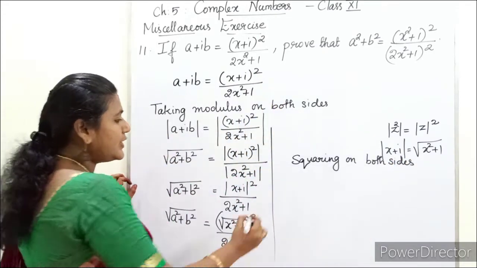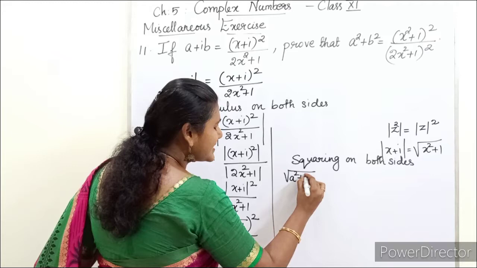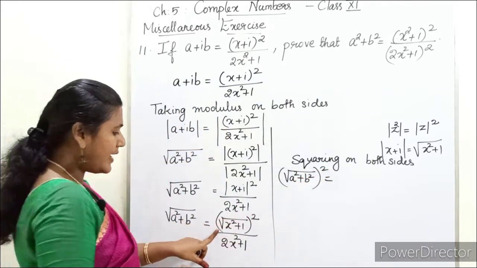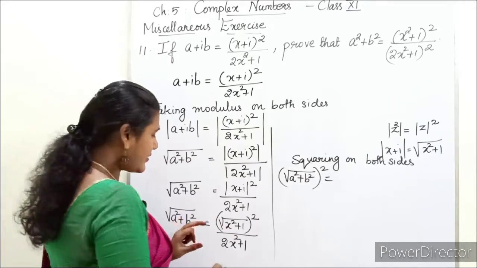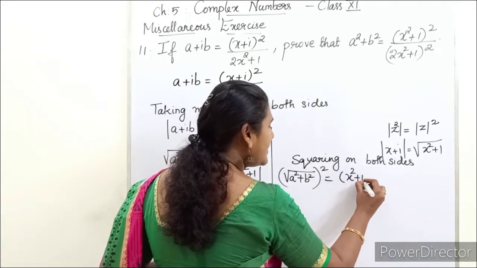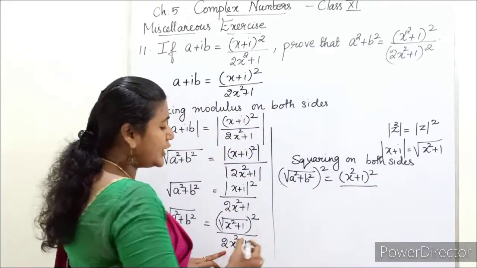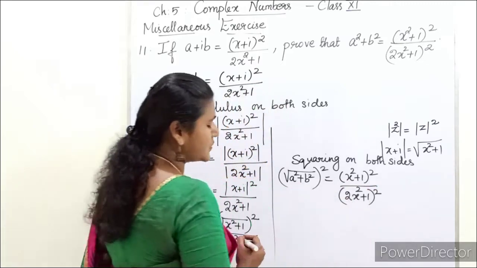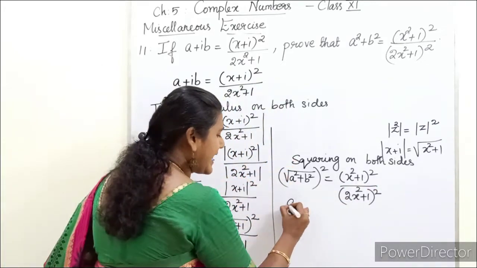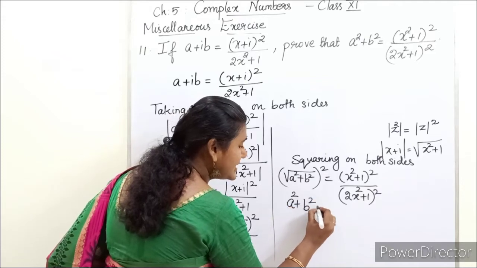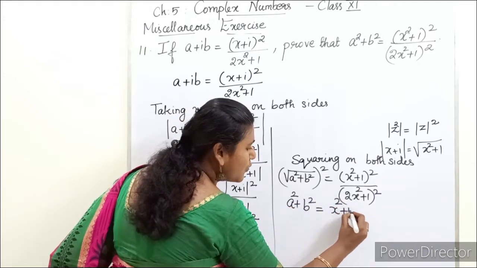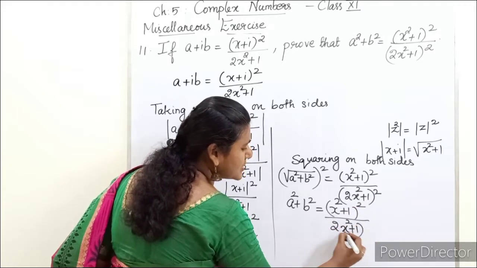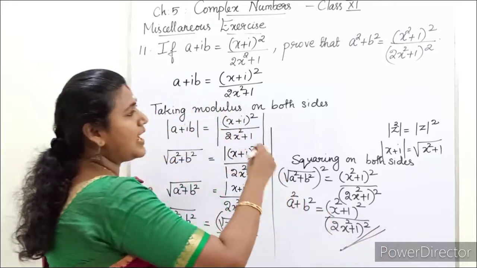So on the left side you will have root of a square plus b square the whole square, and on the right side expression, when you square this, the square root will get removed. So (x square plus 1) the whole square divided by, and the denominator also will have a square, so (2x square plus 1) the whole square. So now the square root will get cancelled. So you will get a square plus b square equal to (x square plus 1) the whole square divided by (2x square plus 1) the whole square. Now you check, this is what we have to prove.